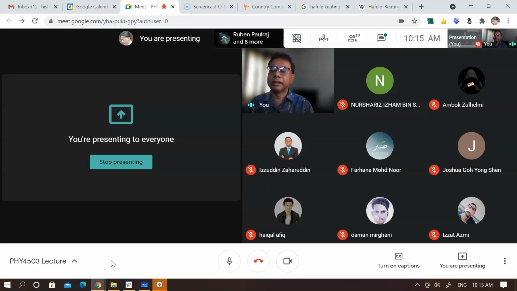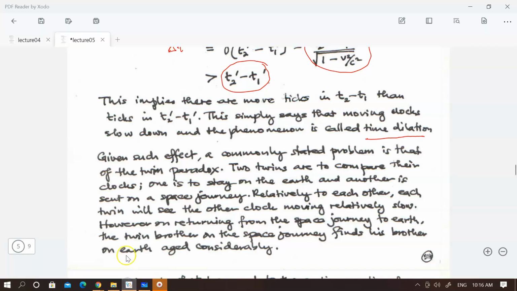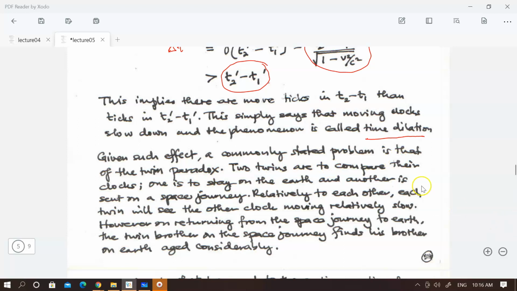Then you can tell precisely who's actually moving in that particular case. So that amounts to the twin paradox. The twin paradox is essentially saying this kind of problem. You have two twins, okay? One is set to stay on the Earth, and the other stays on a spaceship and goes for a space journey.